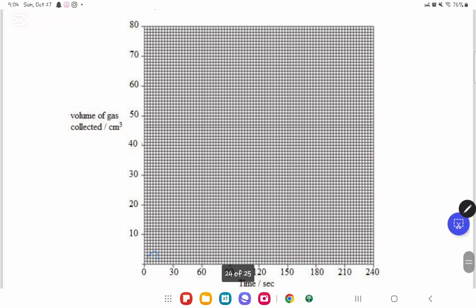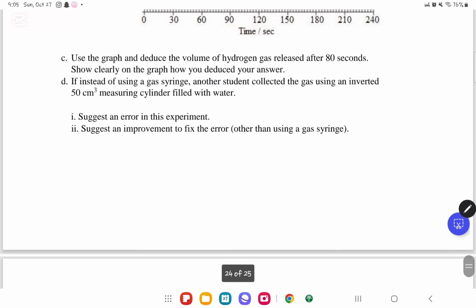So let me return to the graph. Our graph looks something like this. They need us to find the volume collected at 80 seconds. So let's go to 80 seconds. I'm going to say it is here. We collected an approximate volume of, I'm going to say, 55 centimeter cubed. So at the time of 80 seconds, we collected 55 centimeter cubed.